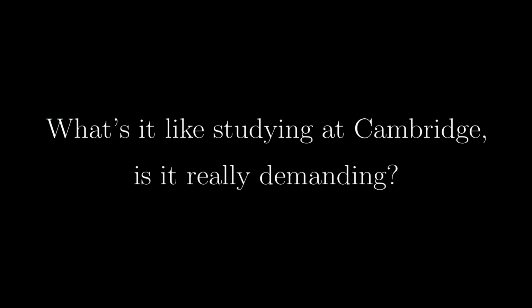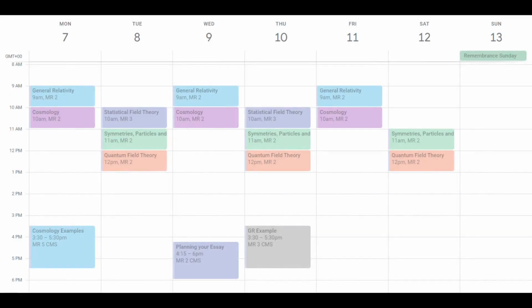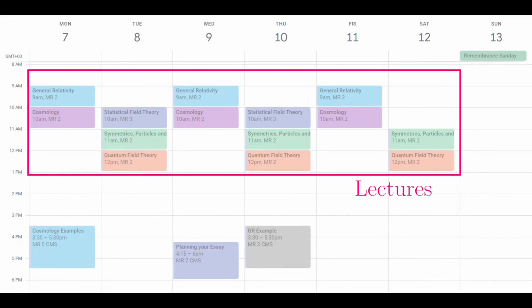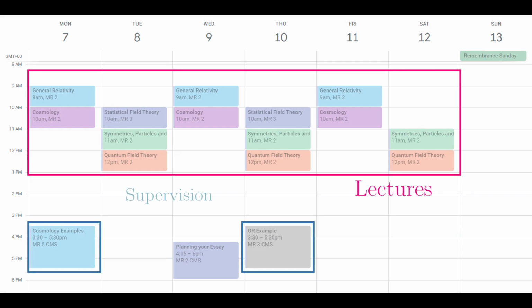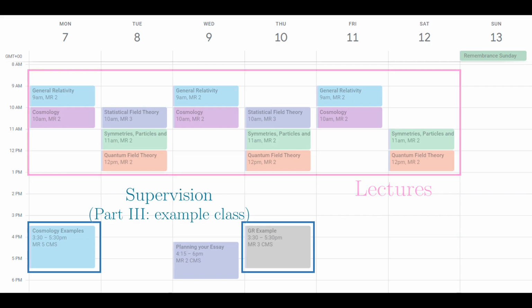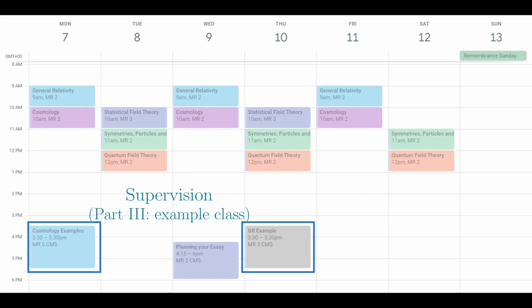On that note, what's it like studying at Cambridge? Is it really demanding? This is my Google Calendar for a week. Here, all the lectures are in the morning, and on average, you have roughly 2 supervisions per week. Other people might call them tutorials, and in part 3, it's slightly different, called example class. This might not look that demanding, but you would be utterly wrong. The work you need to do for supervision takes up more time than you imagine.